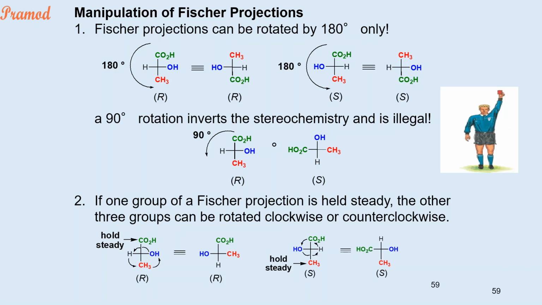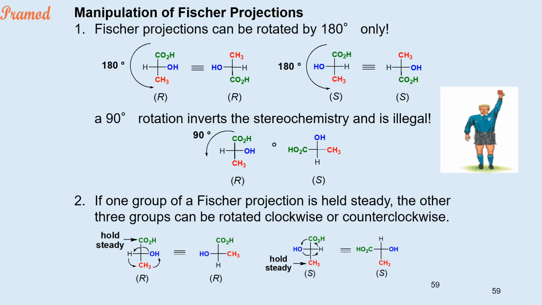Now this is R, OH, COOH and CH3. It is R. Whenever you try to change the configuration this way, the configuration still remains the same. But when you rotate it by 90 degrees, your COOH comes down and CH3 goes up and OH goes up. So if you rotate it by 90 degrees, the configuration completely changes and it is not allowed.